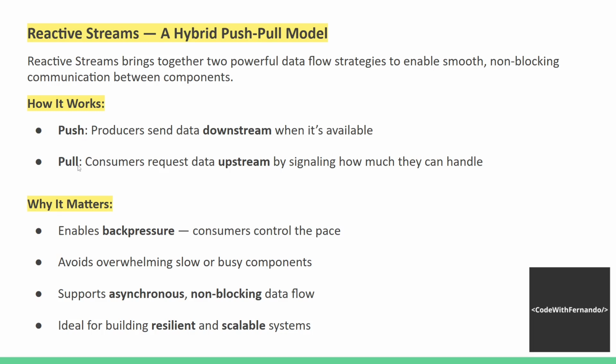Then we have the pull path. The consumers request data upstream by signaling how much data they can handle. Why does this matter? It enables backpressure. Consumers control the pace: how much data can I get? It avoids overwhelming slow or busy components, and supports asynchronous, non-blocking data flow. This is ideal for building resilient, scalable systems.